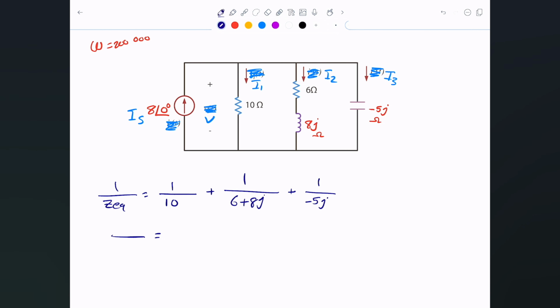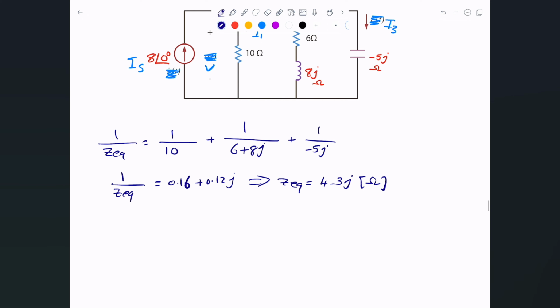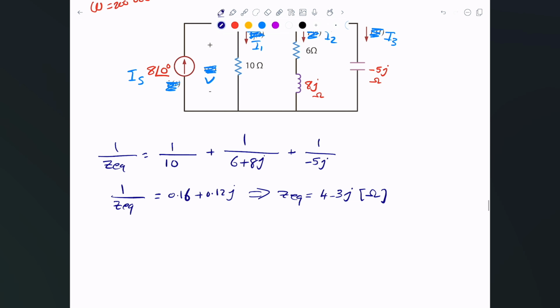This result is 1 over Z equivalent, and this is 0.16 plus 0.12j. What we need for the Z equivalent is the reciprocal of that, and what I ended up with is 4 minus 3j ohms. This is the Z equivalent for all of them. So why am I computing the Z equivalent? Because frankly speaking, I can now figure out what the V is.